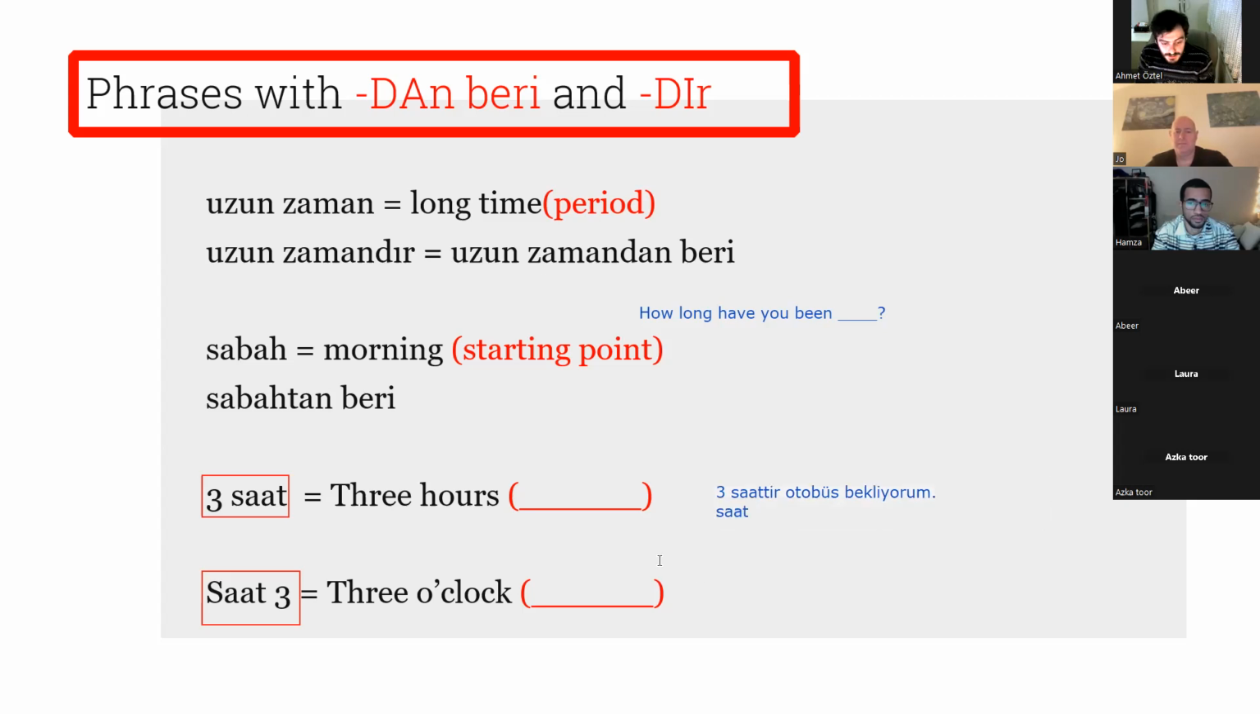And if I have to talk about saat 3, which means 3 o'clock, is it a gap of time or is it a starting point? Start point. Then in this case, what option is the best? Dan beri. Saat 3'ten beri otobüs bekliyorum. I have been waiting for a bus since 3 o'clock. And in this case, saat 3'tür doesn't work. But for the first option, because dan beri is quite flexible, I could actually say 3 saatten beri otobüs bekliyorum. But trust me, this one is more common.